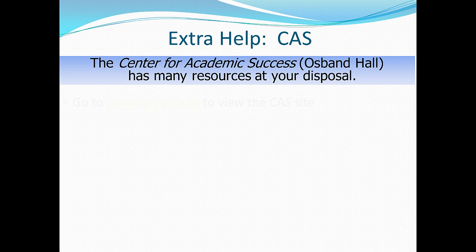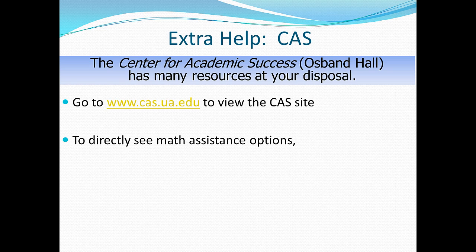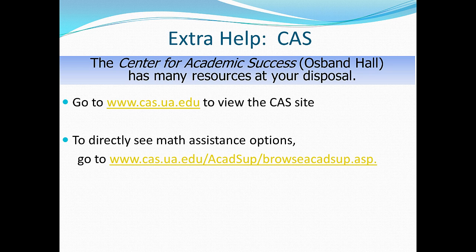The Center for Academic Success has lots of extra help. You can go to the website cas.ua.edu and see all the things available. If you go directly to the link I put here, you won't have to make so many clicks. This will take you essentially right to where you need to go. There are lots of walk-in help sessions. There's even an option to do some distance tutoring through Blackboard Collaborate, where the tutor's on the other end with the headphone and software so that the tutor can see your computer screen and you can share problems and talk, and it's a very nice system.